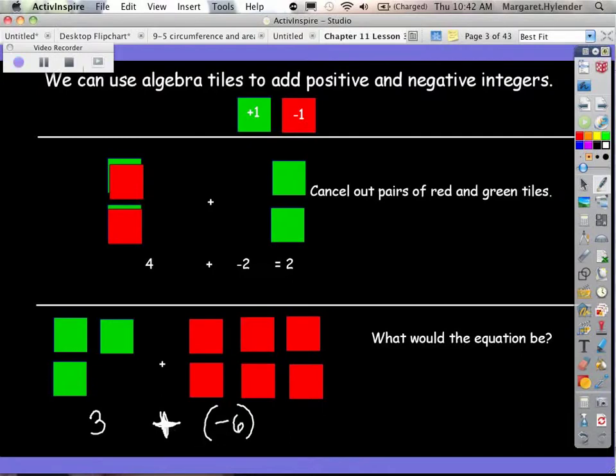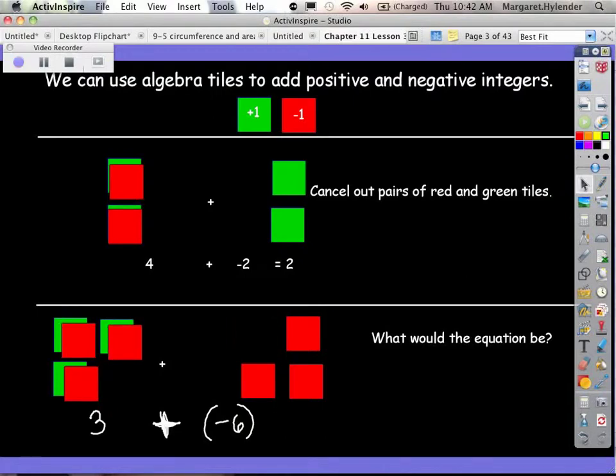And then I'm going to use my rule, or I can use my algebra tiles. These go together to make zero pairs, and what's left? That's right, negative 3, because the difference between 3 and 6 is 3, and the sign of the highest number is negative. So then we would try out some examples with algebra tiles.